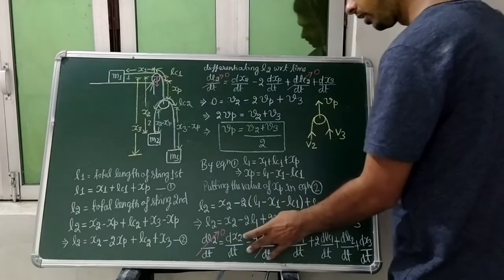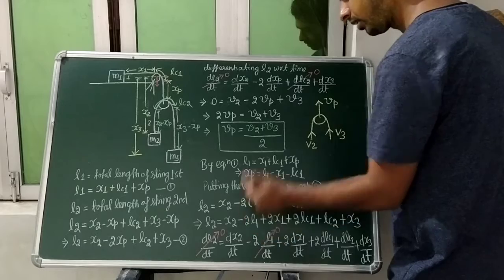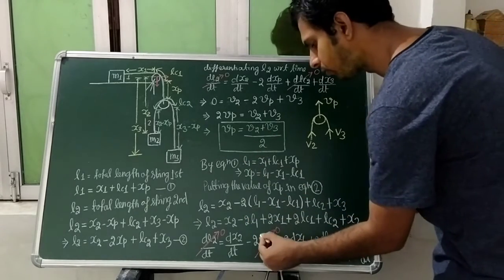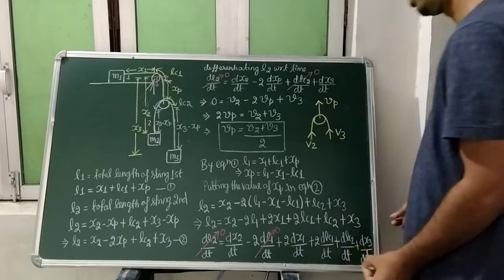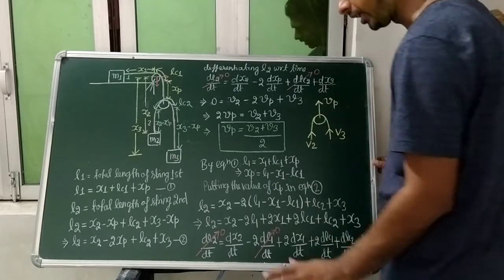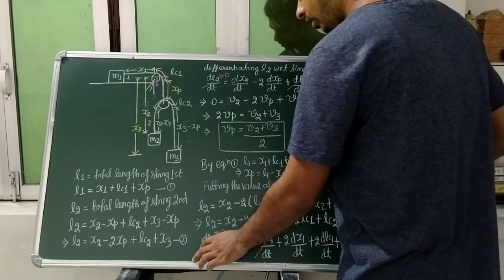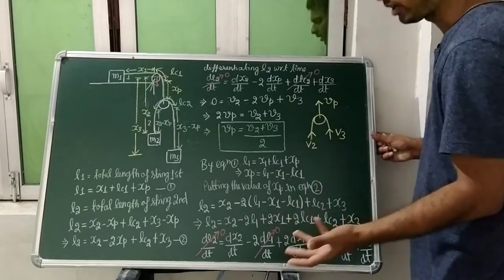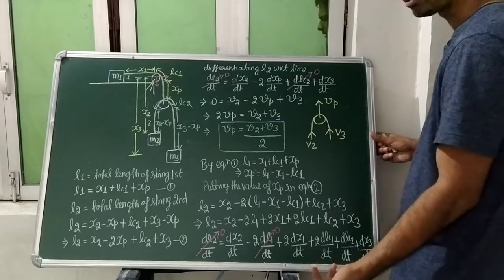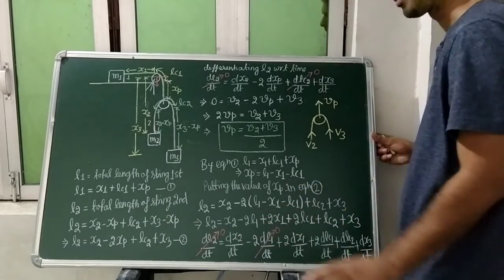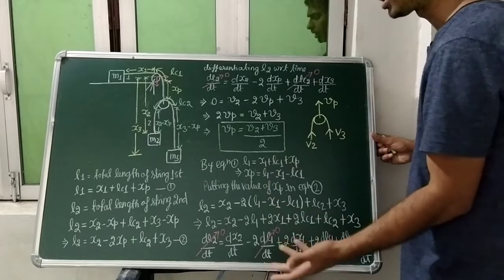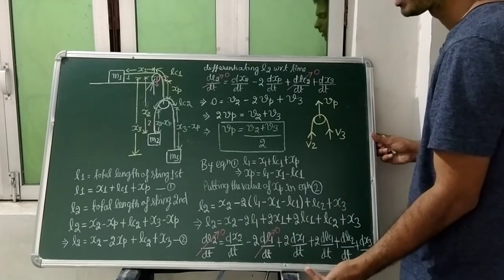I'm sorry, dL1 was there. Once again, I'm recapitulating. The string we have considered is an inextensible string, so that length will be constant. So when we differentiate the constant, that will give us a zero result. The meaning is that the velocity in that string will be zero.